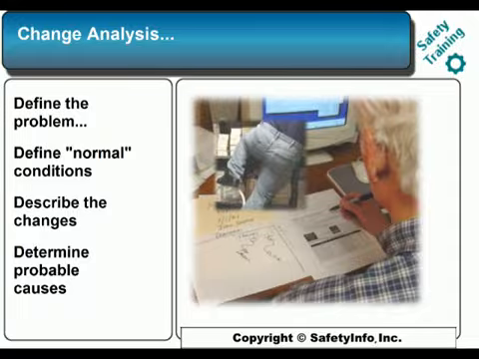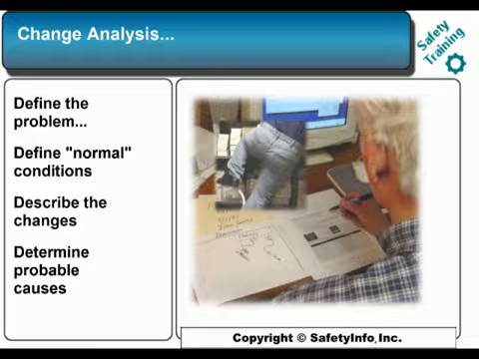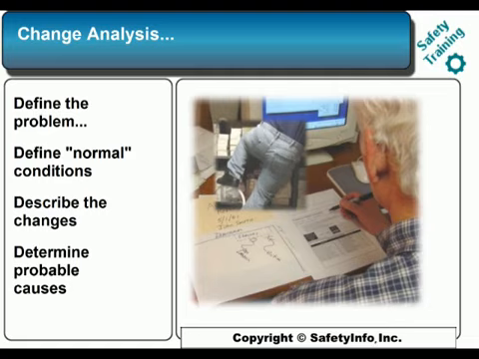Now that you have all the information organized, you may start a change analysis. This process involves defining the problem. Ask yourself, what happened? Establishing the normal conditions or what should have happened. Identifying, locating, and describing the change. What, where, when, and what was the extent of the change. Include what was and what was not affected. Identifying the distinctive features of the change. Listing the possible causes of the accident and selecting the most likely causes.